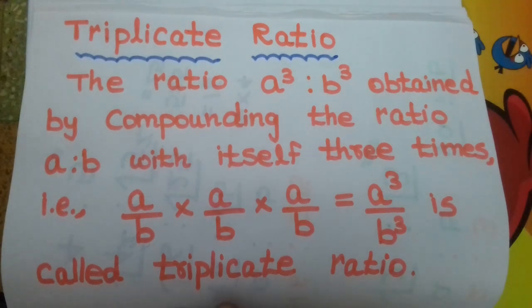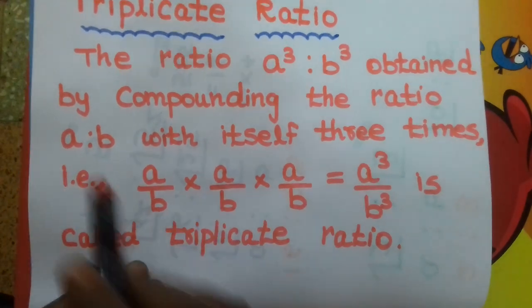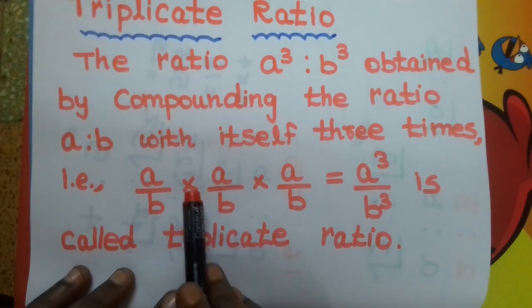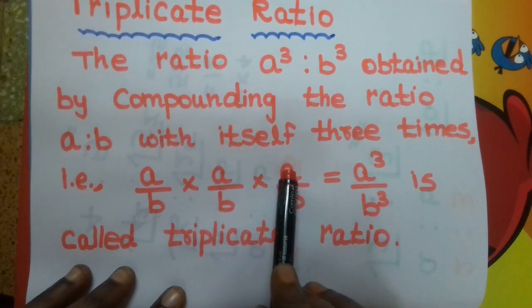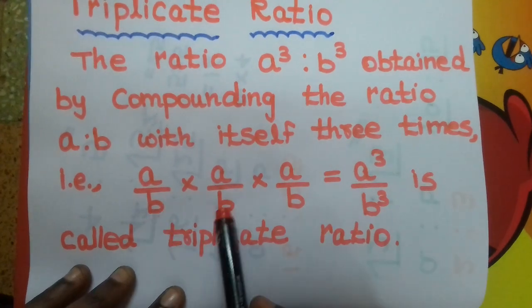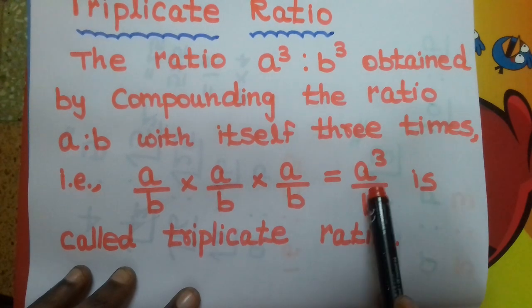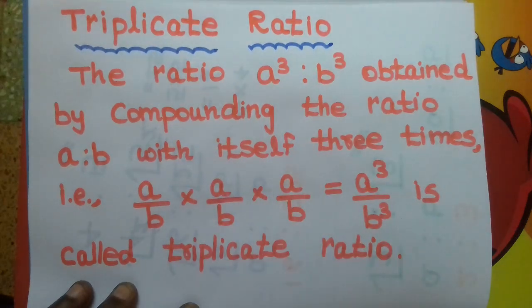So the general form, everyone knows, a is to b. So in a, the first term, which is called antecedent, and b, the second term, which is called consequent. So this has been repeated 3 times. So a into a square into a, you see, is a cube, b into b square into b, which is called b cube. So a cube is to b cube, that is the triplicate ratio.